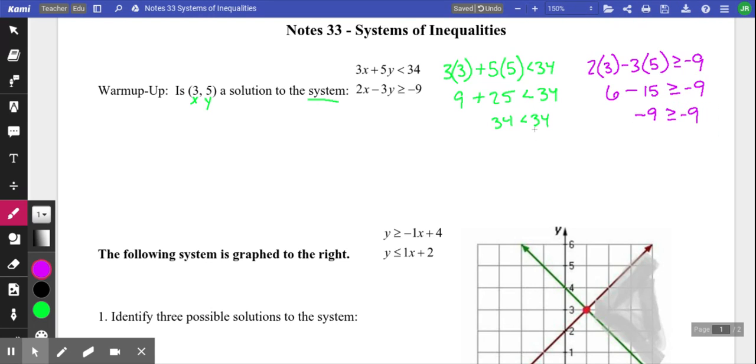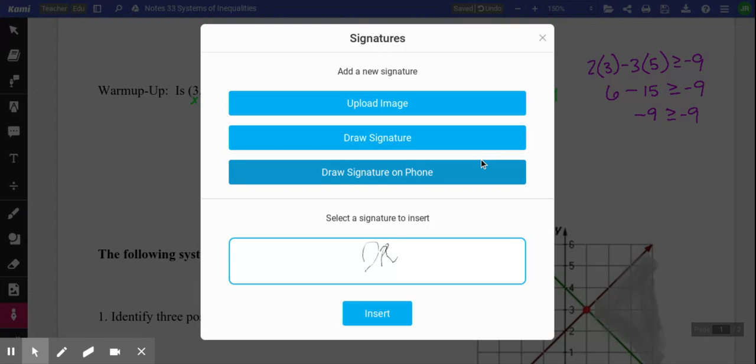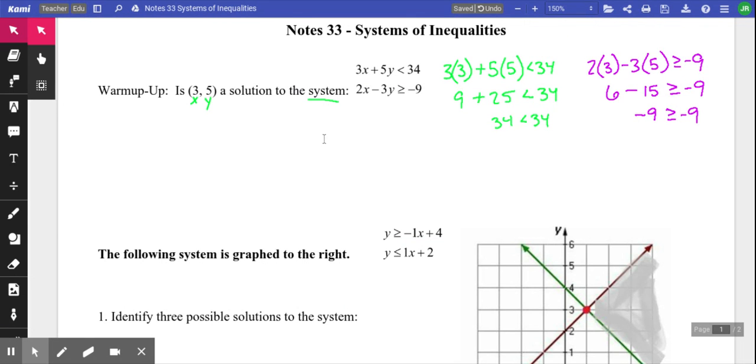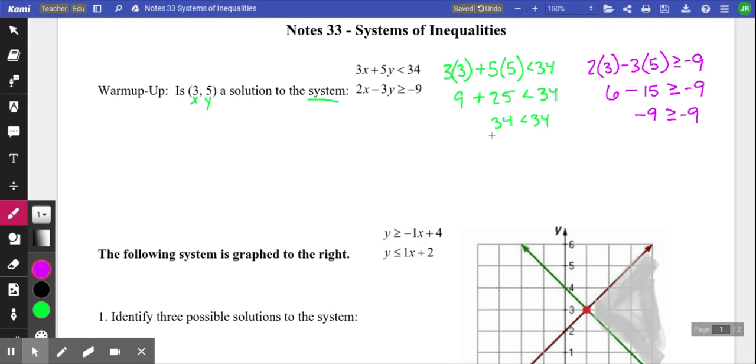Now I need to see if this is true for both. For my first inequality, I get 34 is less than 34. That is false. They are equal, but this is not less than that. This is false, which means that this is not a solution to the system.